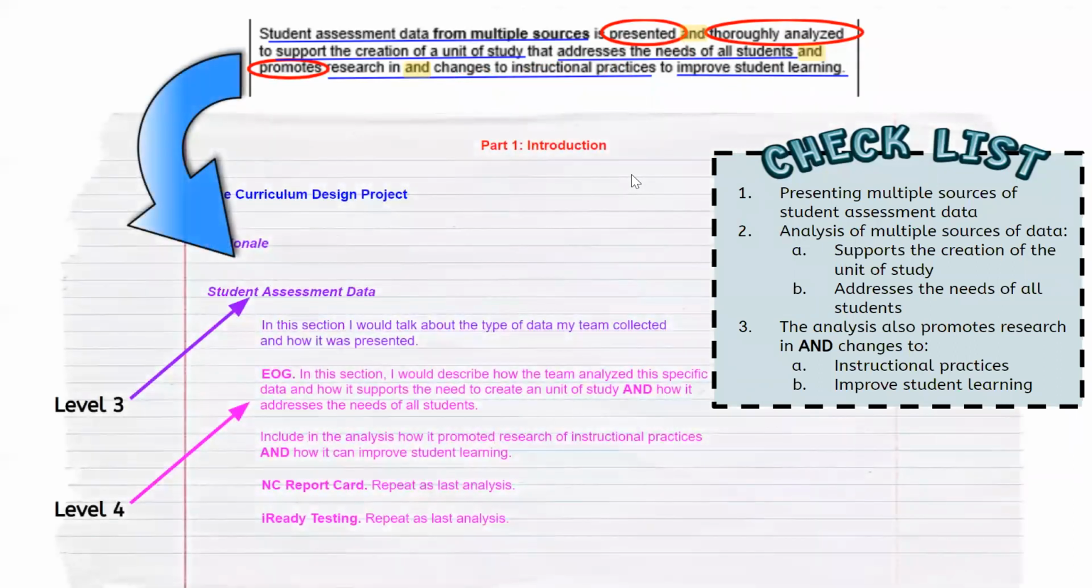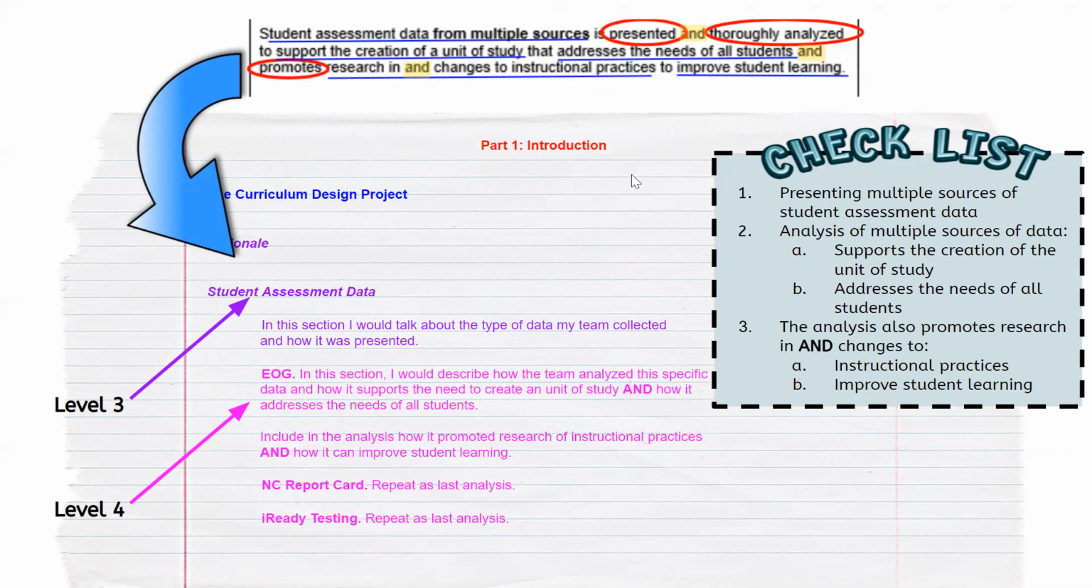So what that ends up looking like is this: student assessment data, that's my level 3, and then it goes into my level 4s because I'm talking about different multiple sources of data. But all this checklist is in this writing here. So is this the only way you can do this? No, you can actually talk about 1, 2, and 3 in order, and talk about one piece of data, and then talk about another one, 1, 2, and 3. Or you can just do the way I have it set up here. So talking in that level 4 about EOGs and 1 and 2 in this section, and talking about the report card and iReady stuff with 2 and 3.